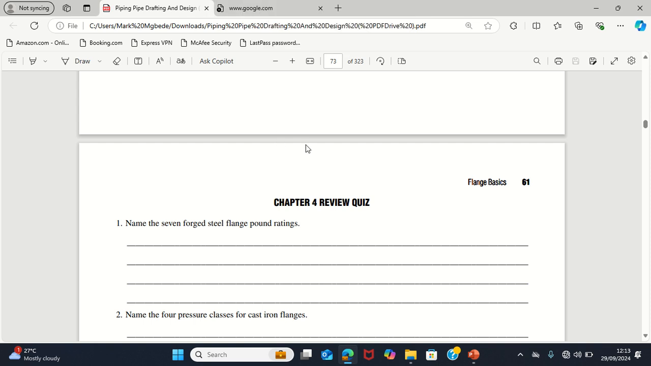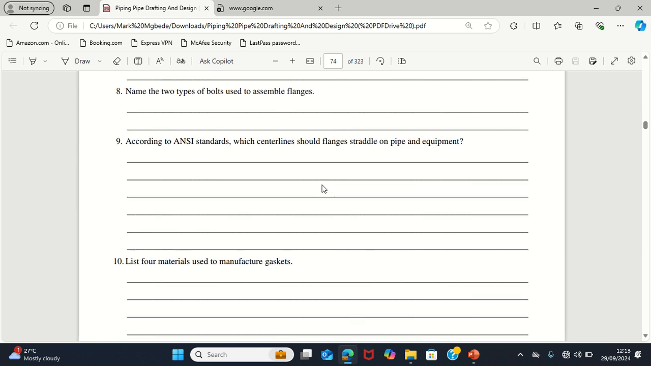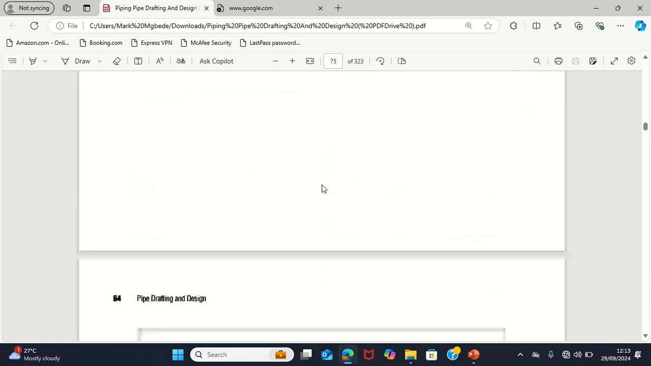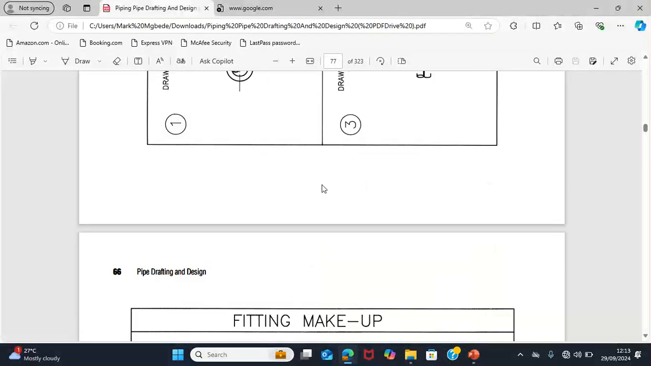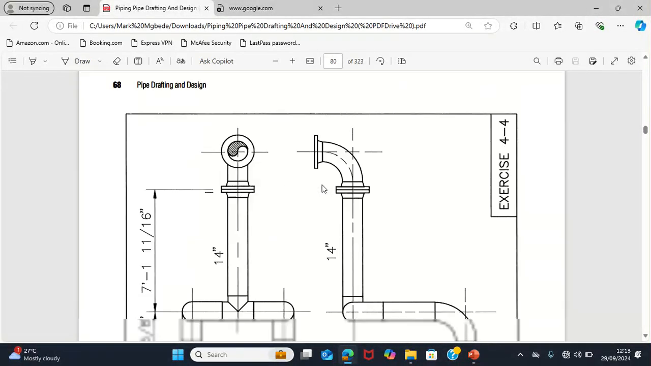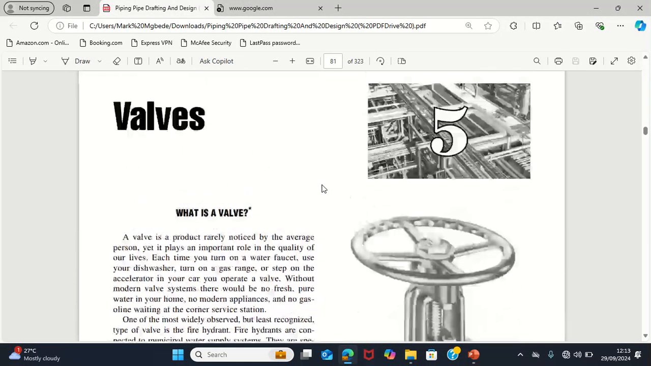And on the next one, we are talking about valves. So let's talk about valves on this one. Let me move to valves. What are valves used for? What is a valve?